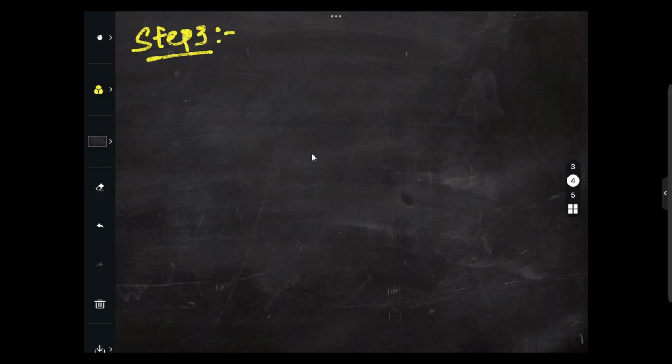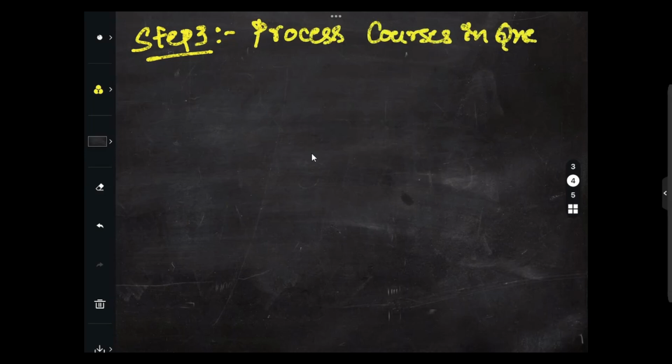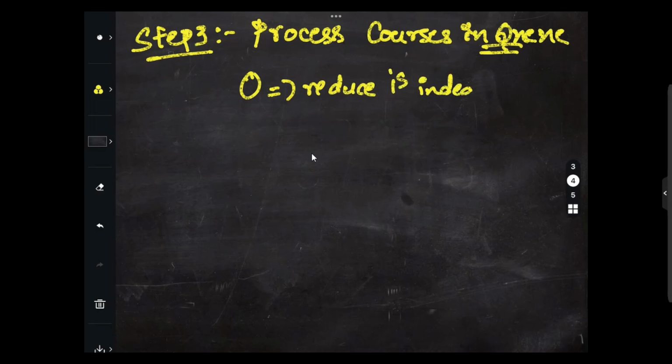We will process the courses in the queue. Let's see how we process the courses in the queue. First, what we will do, we will take 0. We have 0 and 1. We will take 0. We will pop 0 from the queue. Then reduce 1's in degree. Then reduce 1's in degree from 1 to 0. Yeah, this is what we'll do. And add 1 to q.